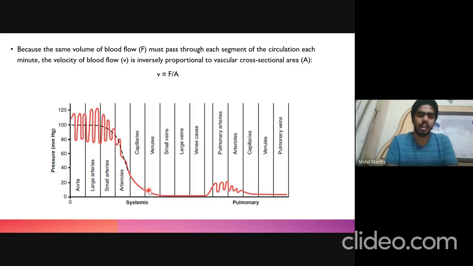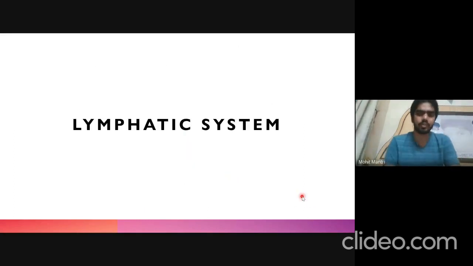Then the pressure in the venules is further less, and it is almost zero in the case of small veins, large veins, and vena cava. And then it is higher in the case of the pulmonary artery, and similarly less in other veins.